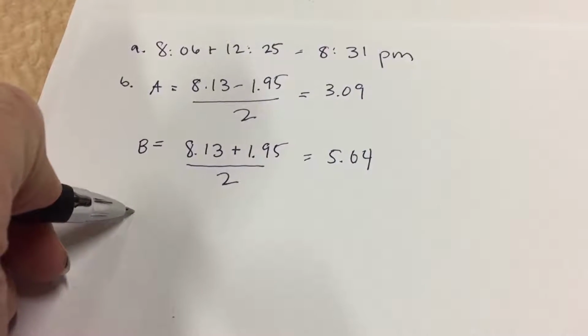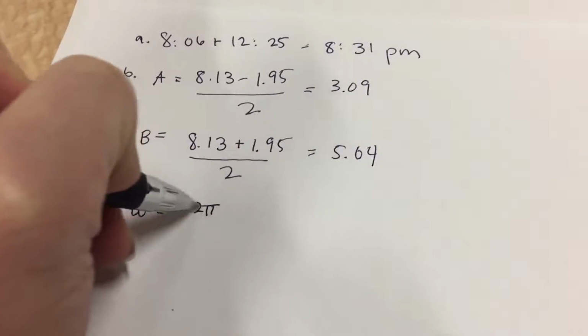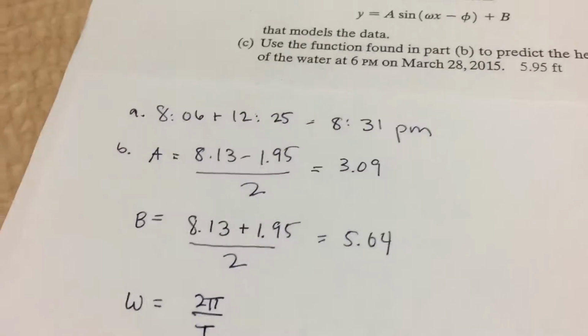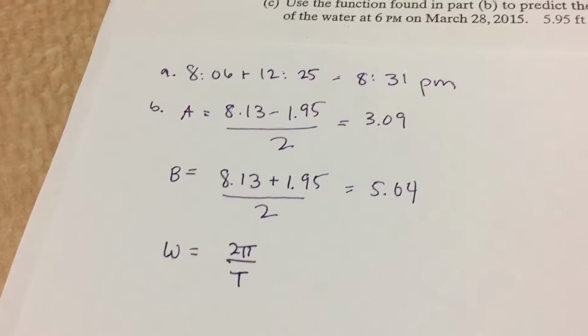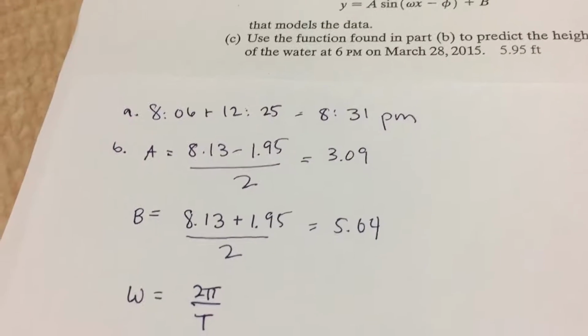Next, let's find omega. Omega is 2 pi over the period. Period is given. Sorry, I'm in a school. There's some noise happening here at my son's basketball practice.